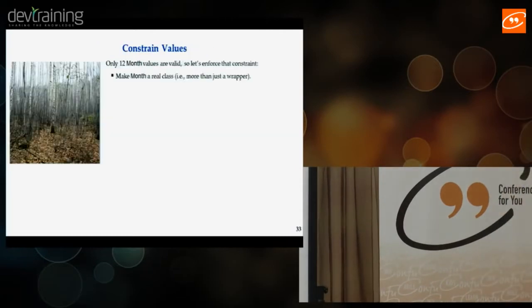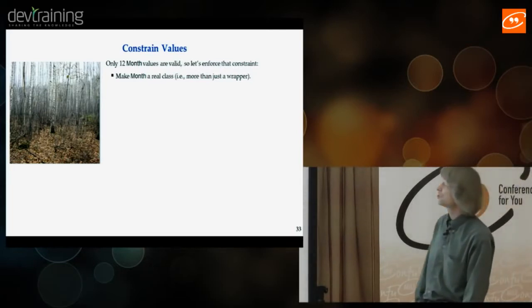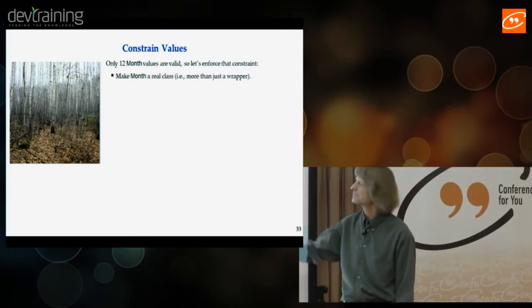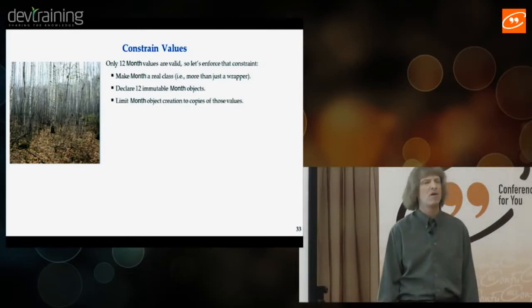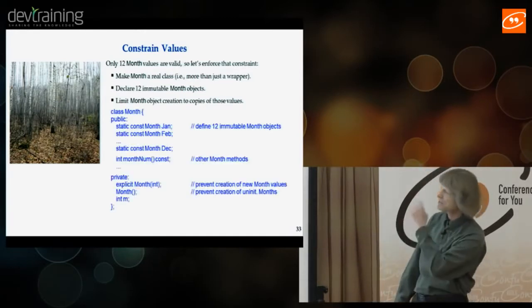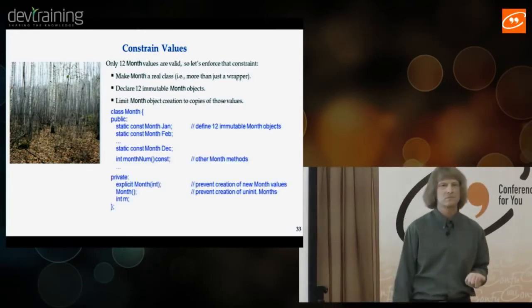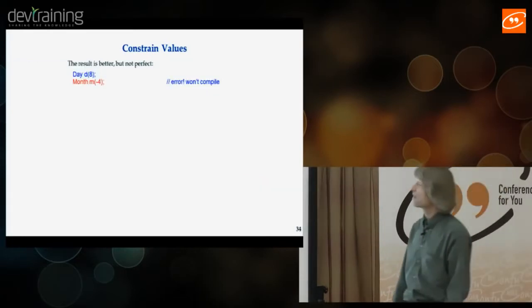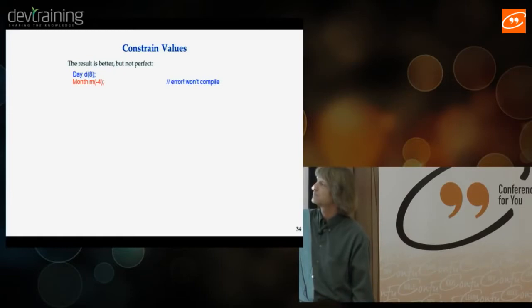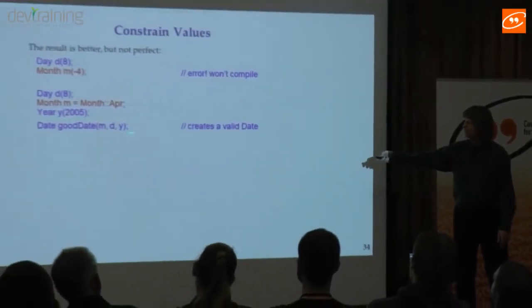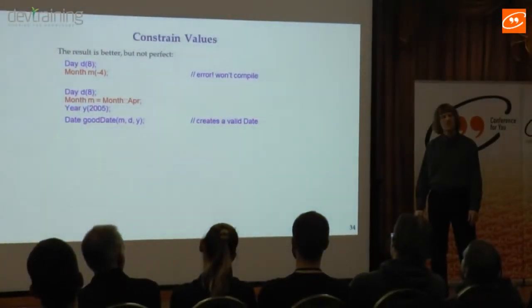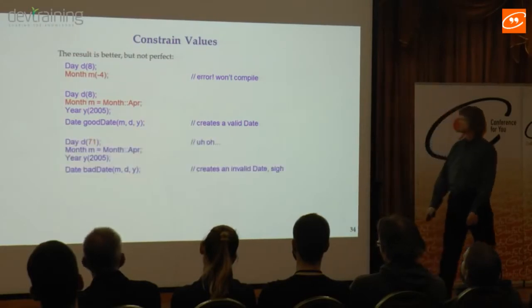Well, we'd like to be able to prevent that problem, and it seems like since there's only 12 months, we should be able to do that. So let's make month a real class. Let's declare 12 immutable month objects, and let's limit month object creation to those 12 values. In C++, it looks something like this. And the result now is that this won't even compile. So that's nice. Didn't take very much work, fit on one slide. So instead, what I can say is the month m is month::April, and now I can create a good date. That's nice. Not very much work. Eliminated a whole class of mistakes.